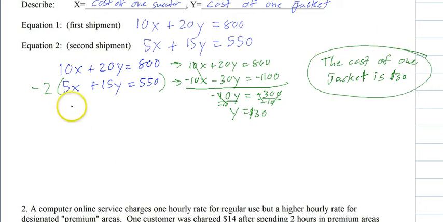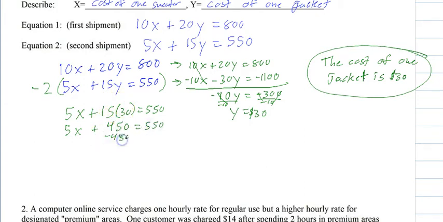So that's our answer, but I want to make sure everything's correct. So we're going to take and plug it back in and find out what the cost of one sweater is. So what's 15 times 30? It's 300 and then 150, 450. So X is equal to $20. So one sweater is $20, one jacket is $30.